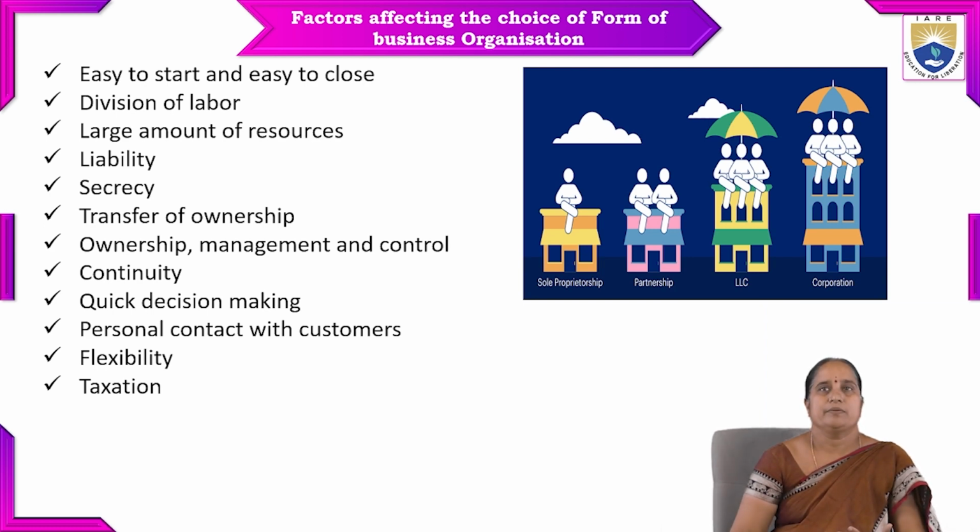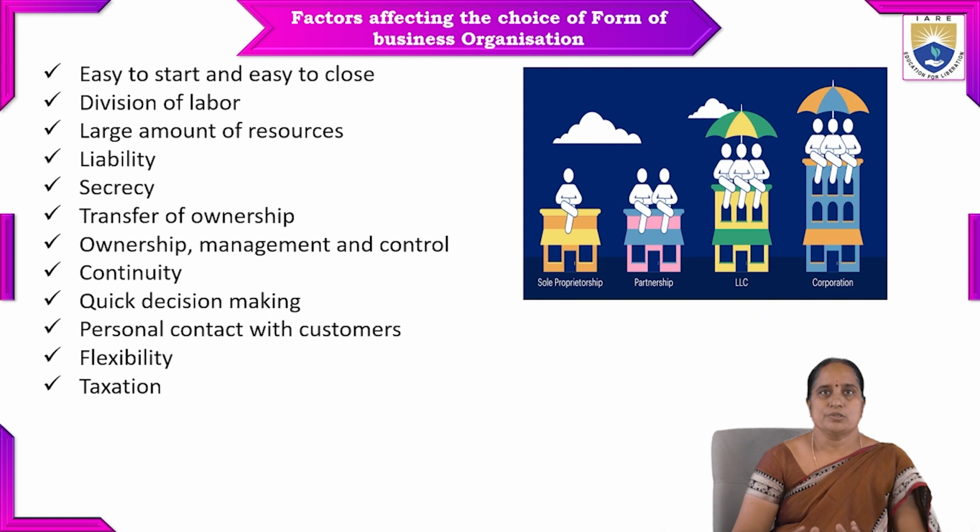And liability: the responsibility is unlimited in case of sole proprietorship, and partnership also is unlimited, comparatively with joint stock and cooperative societies, whereas in joint stock companies the liability is limited to only the founders. Then business secrecy is maintained in case of sole proprietorship, which may not be possible in other forms of business organizations.